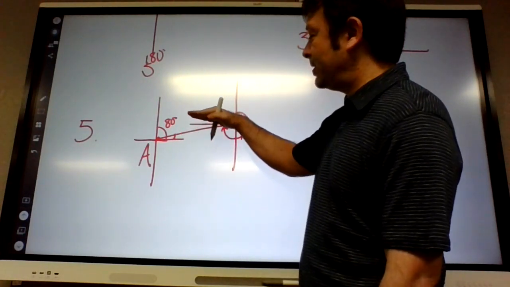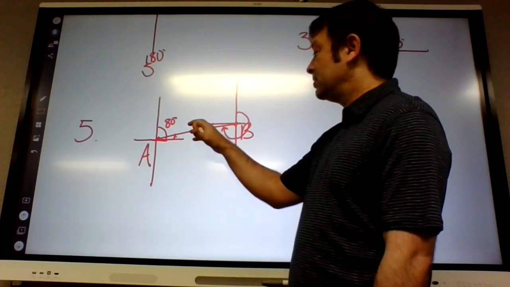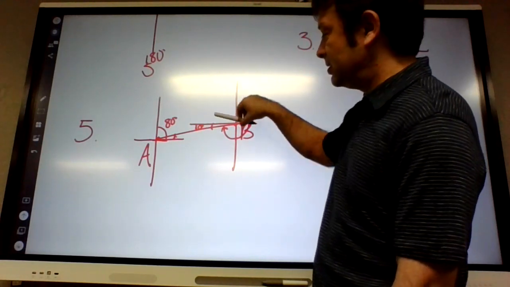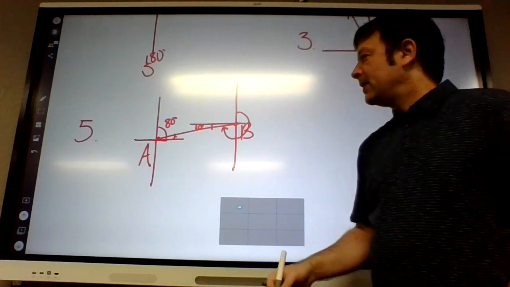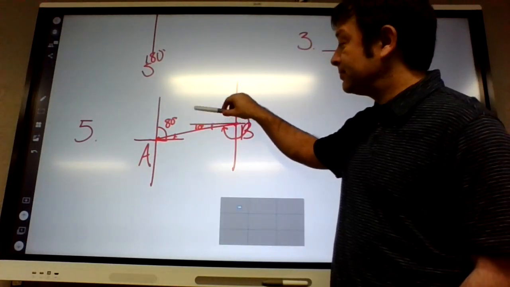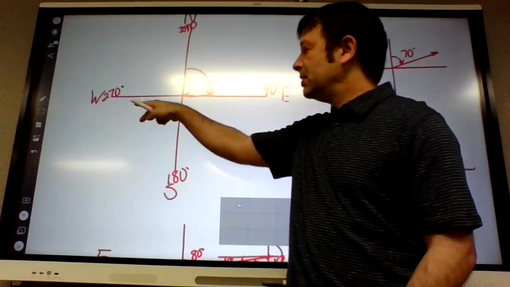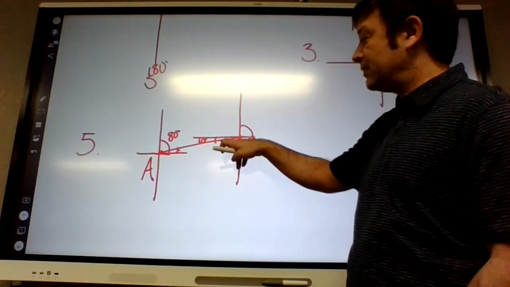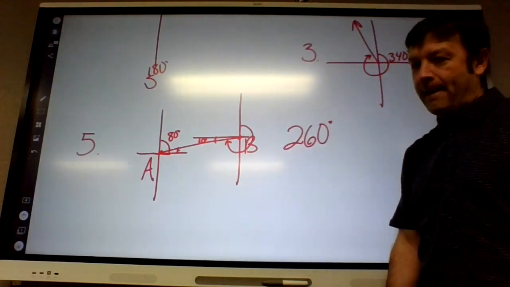Remember, when you have parallel lines, alternate interior angles are congruent, right? So this angle would be 10 degrees from this east-west line. You guys see what I'm saying? Yes. So straight west is how many degrees? 270. So it's 10 degrees short of 270. So it would be a 260 degree bearing.